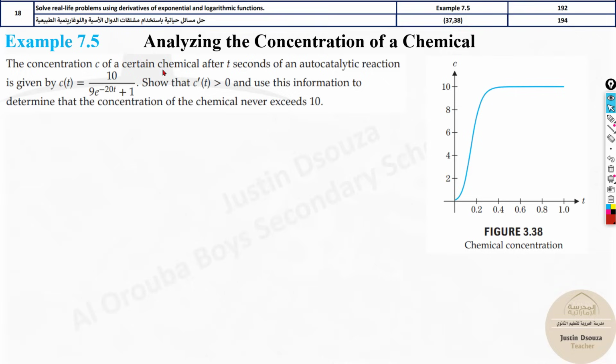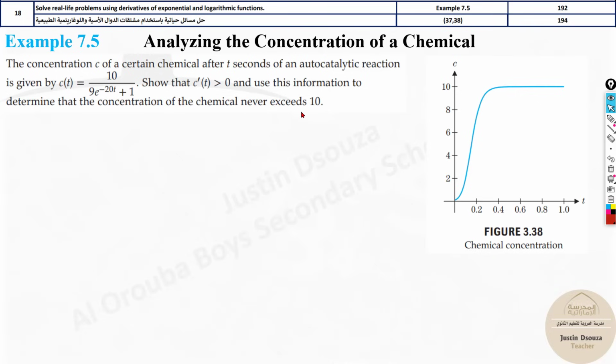The concentration C of a certain chemical after t seconds of an autocatalytic reaction is given by C of t, concentration with respect to time, equals 10 over 9 e to the power minus 20 t plus 1. Show that C dash of t, that's the derivative of C with respect to t, is always greater than 0, and use this information to determine the concentration of the chemical never exceeds 10.